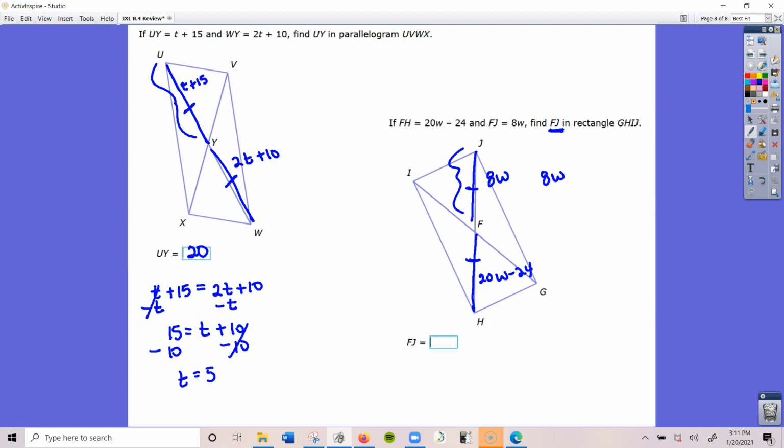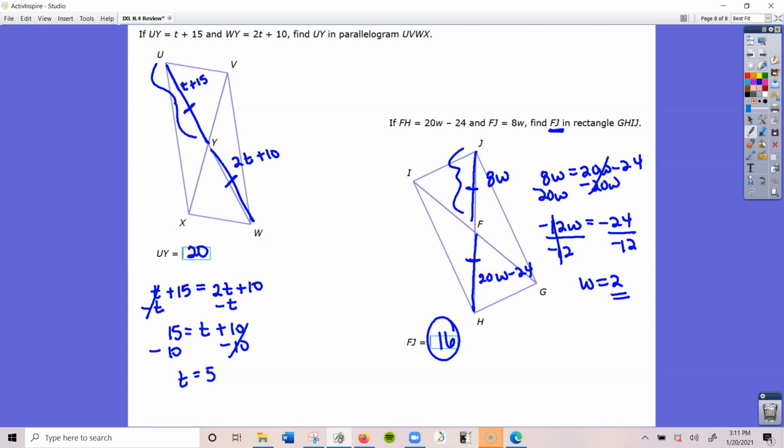So 8w is equal to 20w minus 24. Subtract the 20w from both sides. We get negative 12w is equal to negative 24, and then divide by negative 12. So w is equal to 2. But remember that we're looking for FJ, which is 8 times w. So I multiply 8 times 2, which is 16. And those are all of your IXLs.